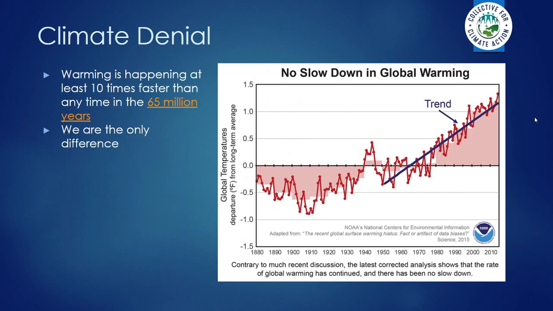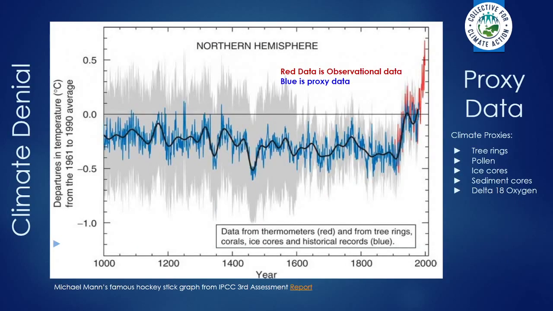And if you zoom out a bit more, so that was going back to 1970, the last one. If you go back to 1880, you can see that since the 1950s, it's been a really steady trend of warming. And what we know is that warming is happening now at least 10 times faster than at any time in the last 65 million years. And the other thing we know is that we're basically the only thing that is different to those other warming events.